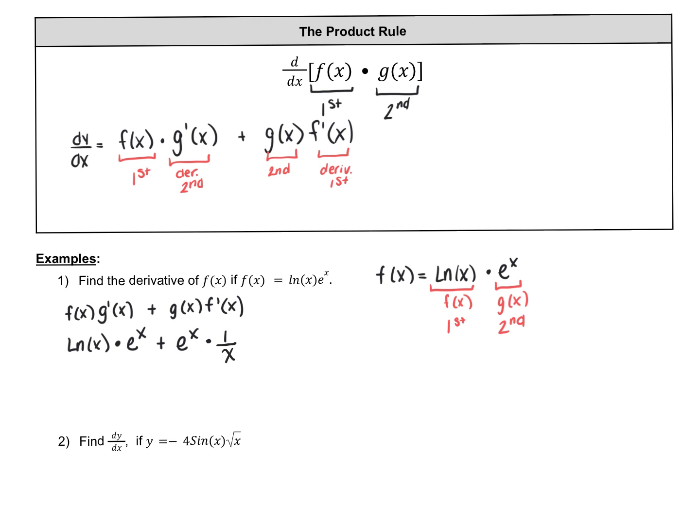So it's fine to leave your answer like this, or if you want to simplify it a little bit, we don't need that multiplication dot, and we can put the e to the x over the x if you want. This is perfectly fine as an answer.